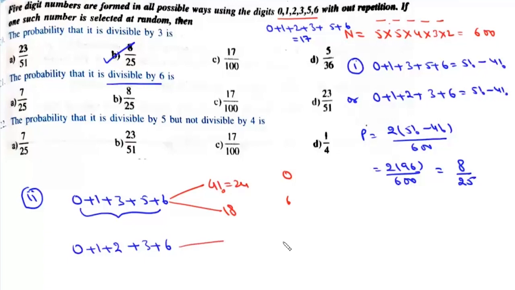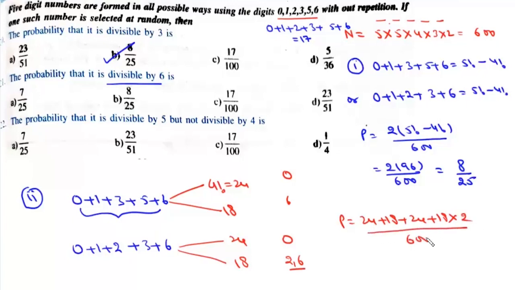Now here too, if the last one is 0, then we have factorial 4, which is 24, and if the last one is either 2 or 6, then it will be this 18. So this probability will be this 24 plus 18, and then (24 plus 18) into 2, divided by 600. So it will be 102 divided by 600, which is simply 17 by 100, and that's your option C.